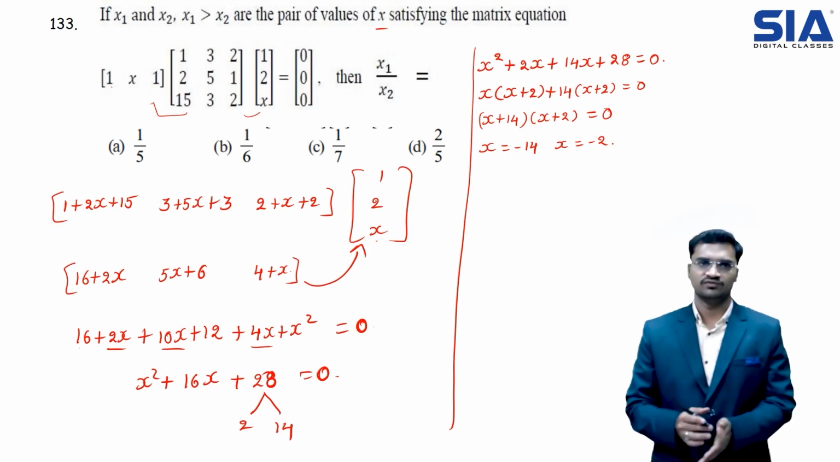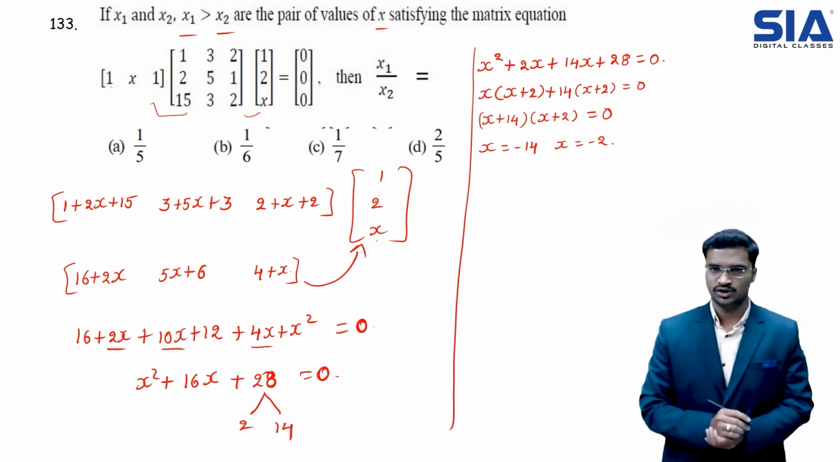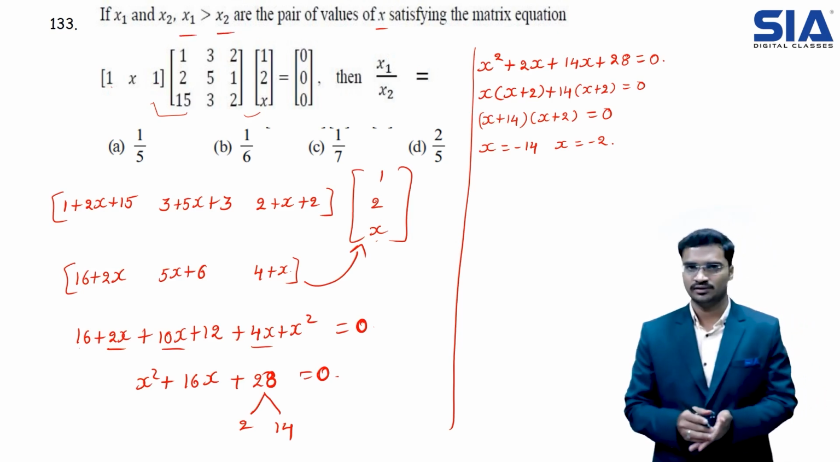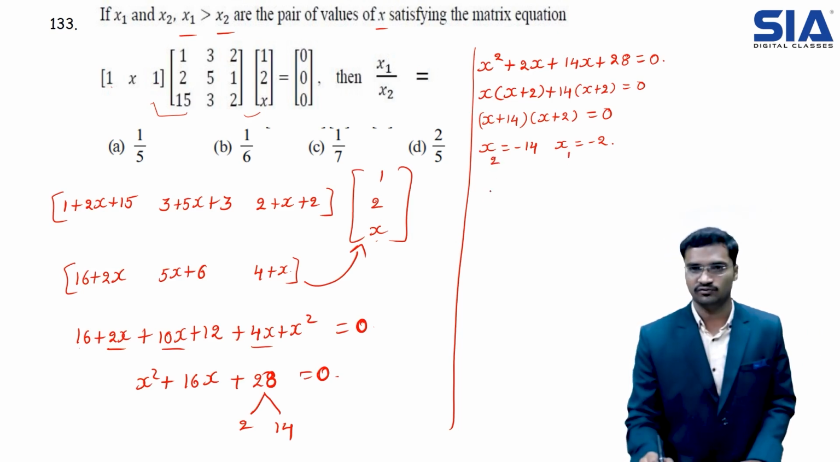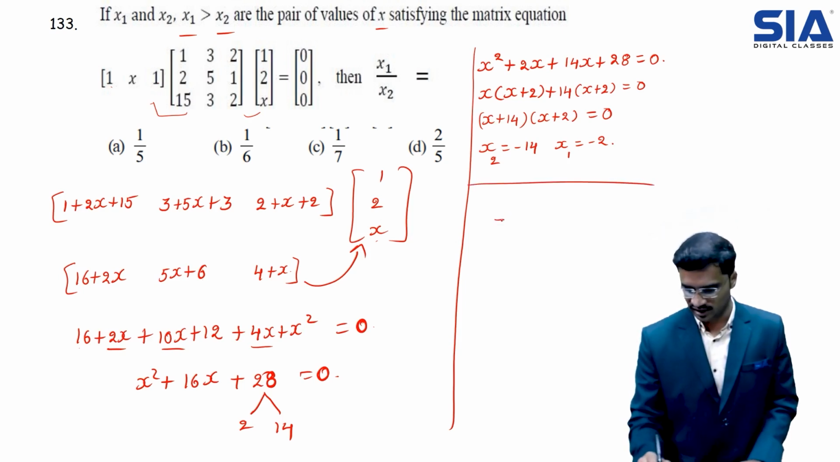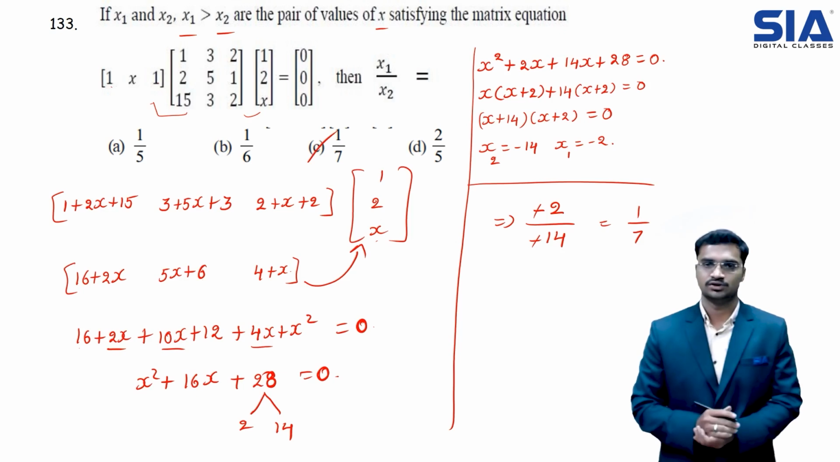Which of these will be considered as x1 and x2? Here it is said that x1 is greater than x2. So which of these values is greater? I can say that minus 2 is greater than minus 14. So this is x1 and this is x2. Let us find the value of x1 by x2. So x1 is minus 2, x2 is minus 14. Minus and minus get cancelled. So our answer is 1 by 7.